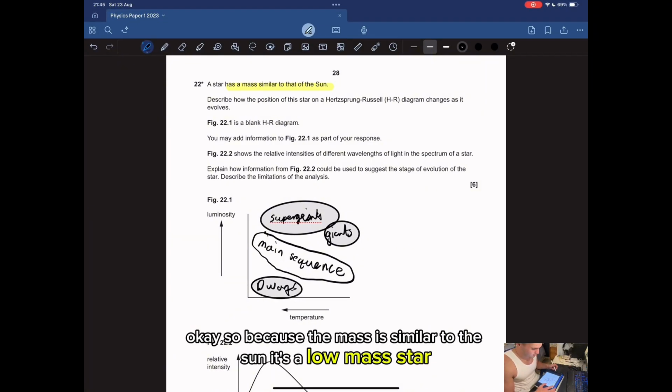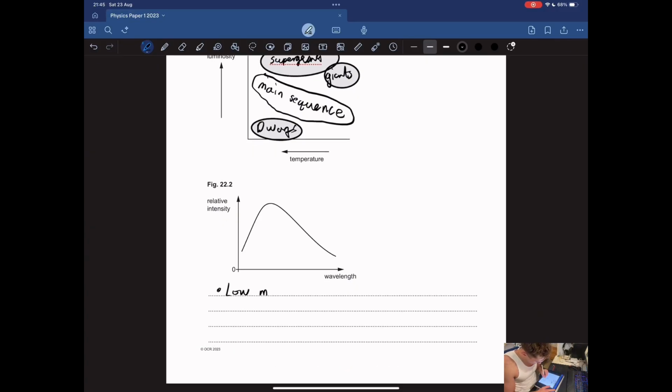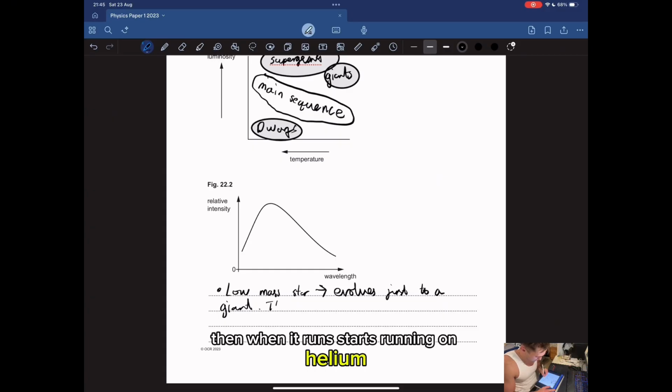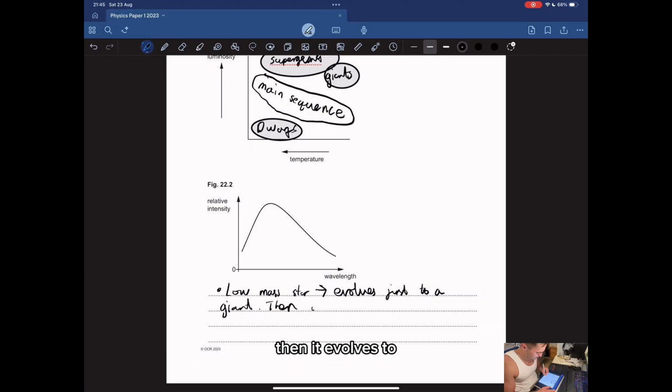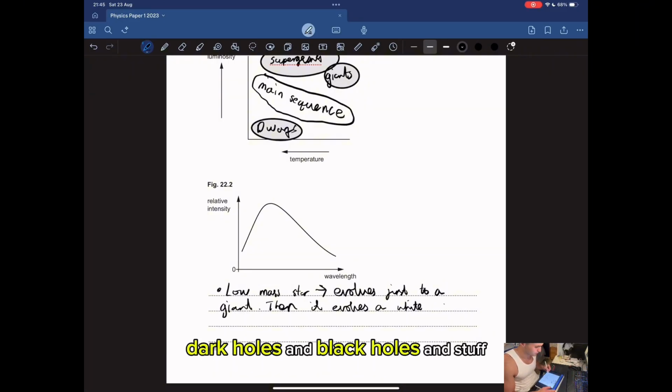Okay, so because the mass is similar to the Sun, it's a low mass star. Which means it evolves first to a giant, just a regular giant, and that's when it runs low on hydrogen. Then when it starts running on helium, it evolves to a white dwarf. So remember, the supergiant stars are the ones that go supernova and turn into neutron stars and black holes and stuff.